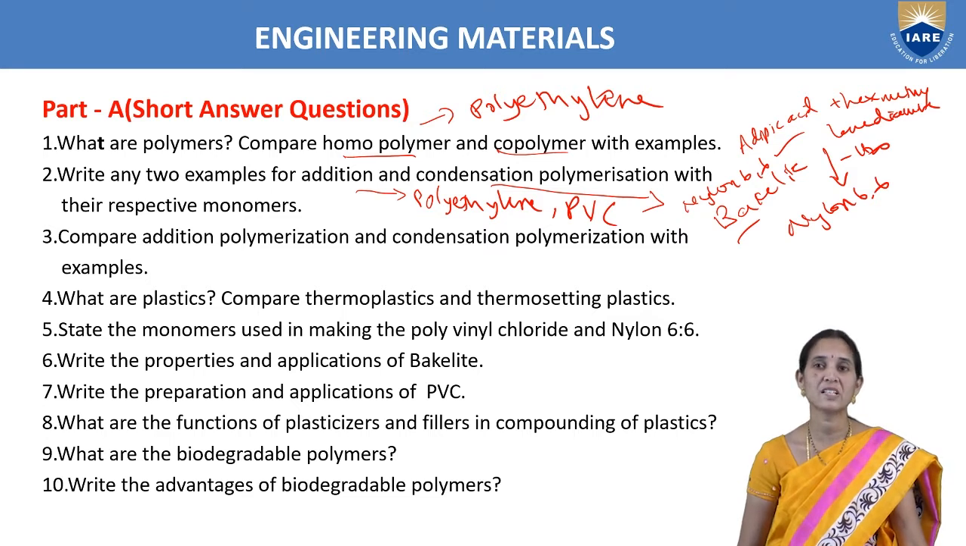Next, the fourth one: what are plastics? Compare thermoplastics and thermosetting plastics. What do plastics mean? These are polymer materials that can be fabricated into many articles. In plastics, we take resins, the polymer material, and add some other ingredients, and that is called plastic. There are two types of plastics, thermoplastics and thermosetting plastics. Thermoplastics, for example, are polyethylene and polyvinyl chloride.